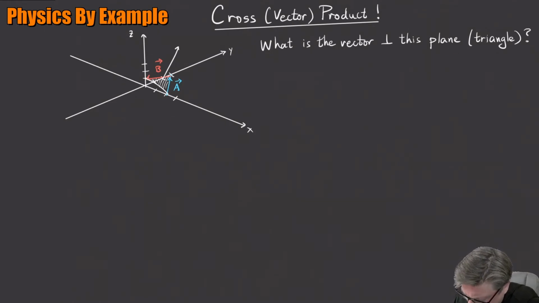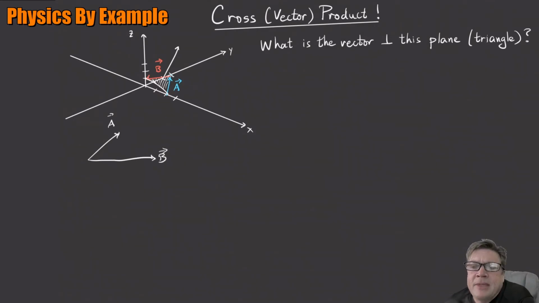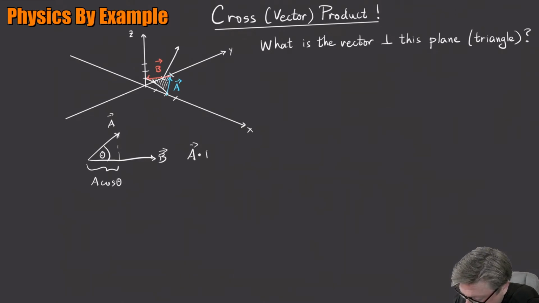Going back to what we did before, if I have a vector A and a vector B, one thing I could do is figure out how much of A is going in B's direction, if there's an angle theta between them. And then I could figure out the thing called the dot product. So the dot product, A dot B, we said was AB cosine theta. It's how much of A is going in B's direction, and then multiplying those things together.